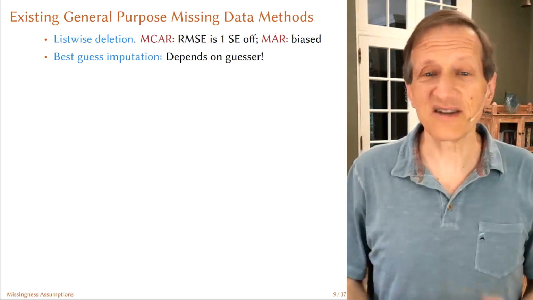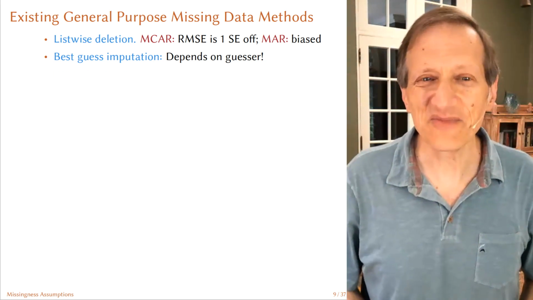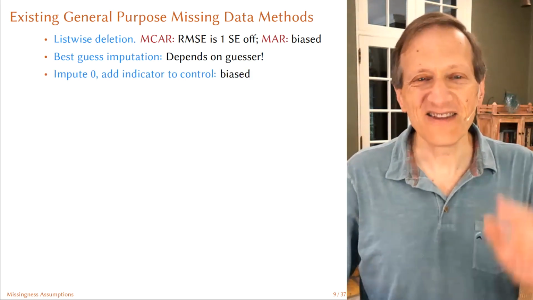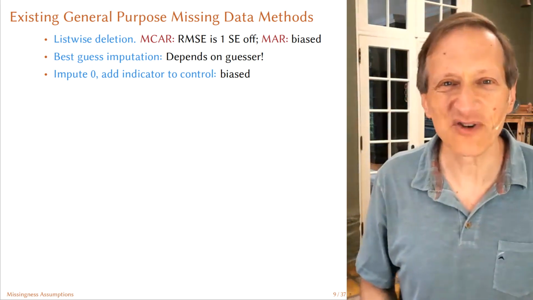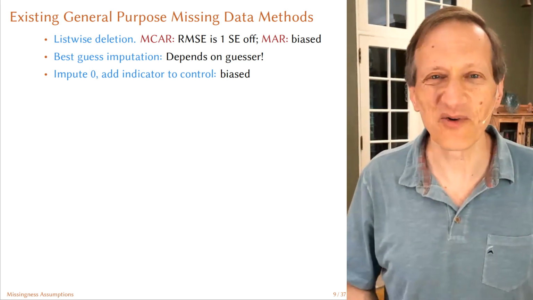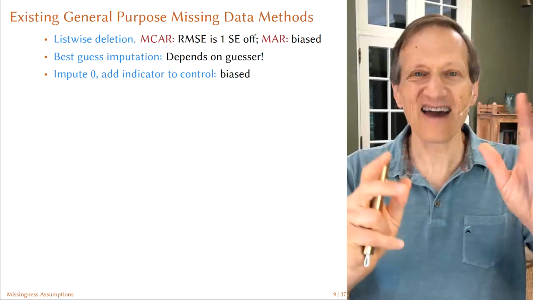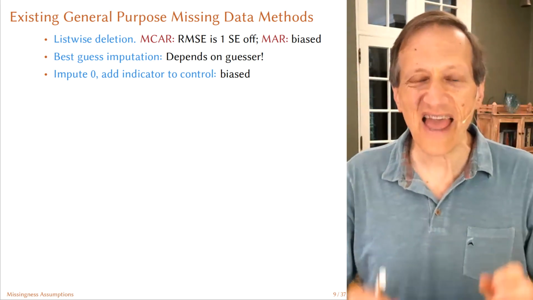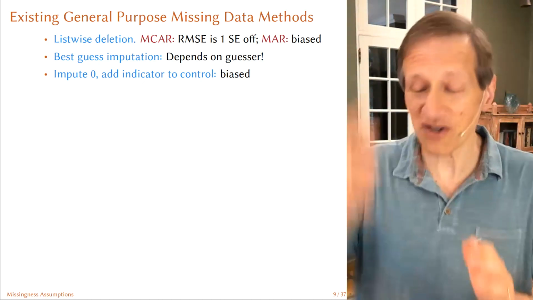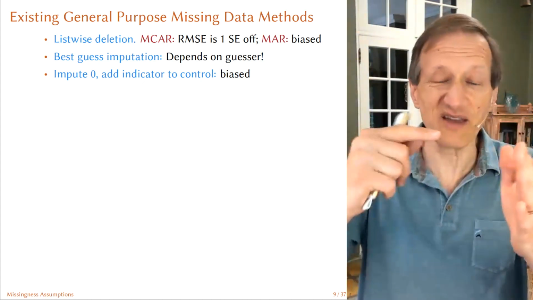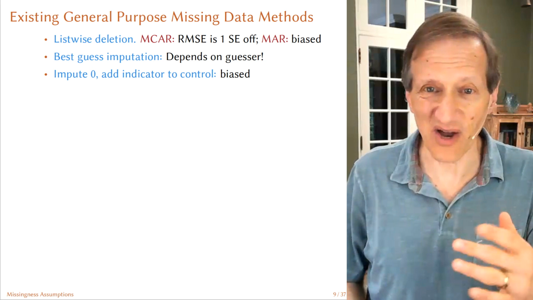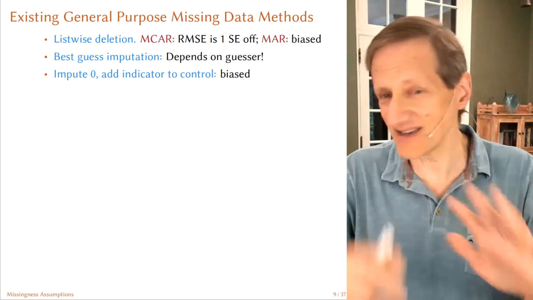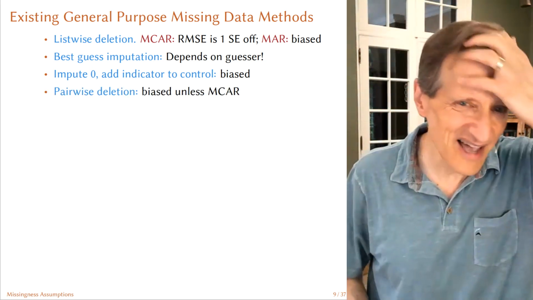You can do best guess imputation, which obviously depends upon the guesser. There are attempts you may see in the literature where people will add a zero whenever you see the hole in the Swiss cheese, and then add an extra variable, which is a 1 if you've imputed with a 0 and a 0 otherwise. And it sort of feels like maybe that would correct it. It's biased. It's been shown to be biased.